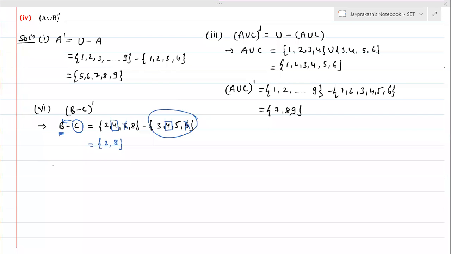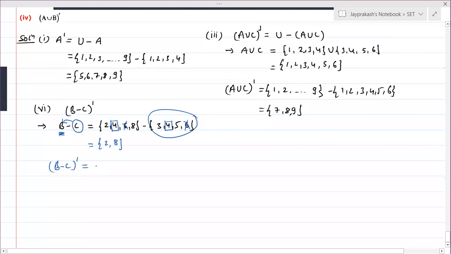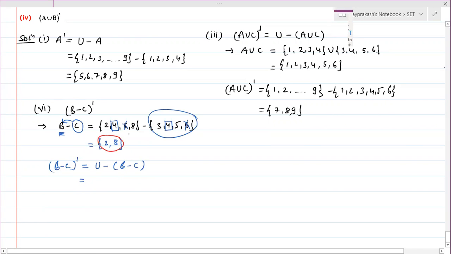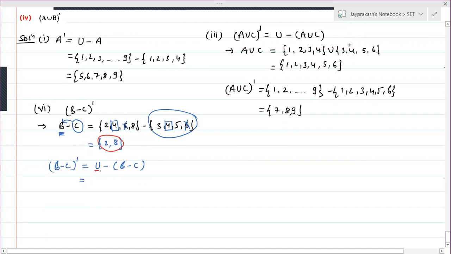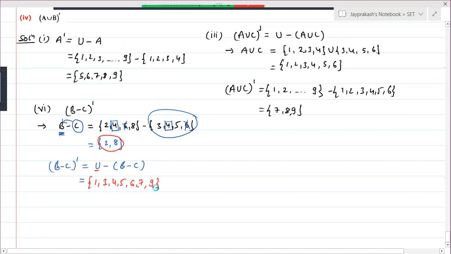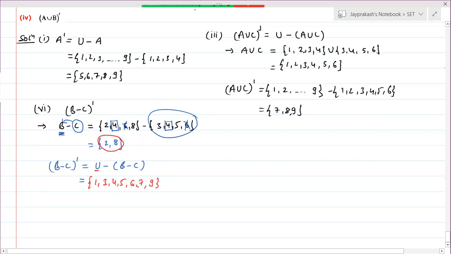So now to find the complement of B minus C, we will subtract B minus C from U. You already know that U has the elements from 1 to 9, and B minus C has only the elements 2 and 8. So apart from 2 and 8, we will write all the elements of U. U के सारे elements लिखने हैं. So that is 1, 3, 4, 5, 6, 7, and 9. This is the complement of B minus C.